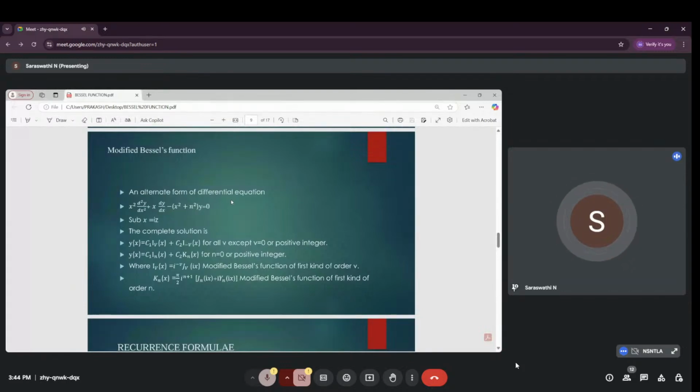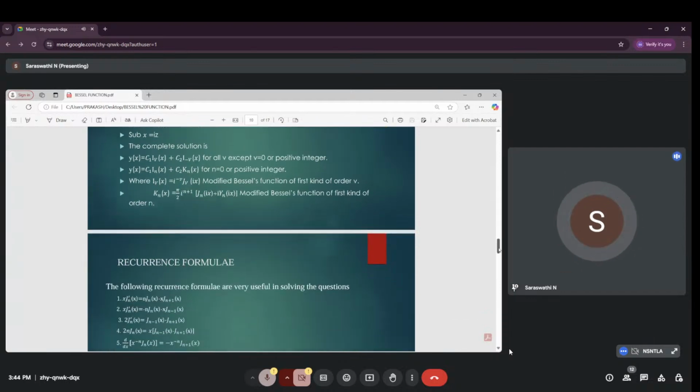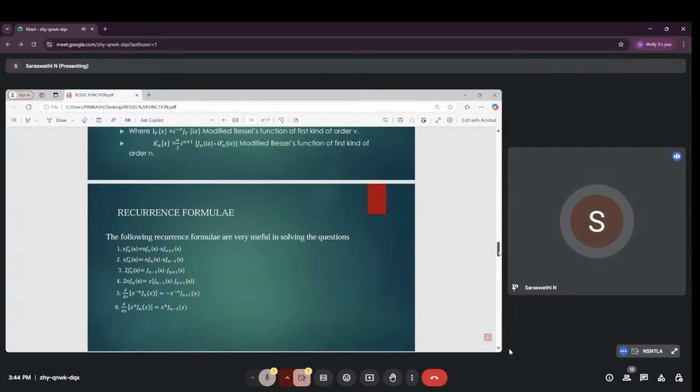Next one is the modified Bessel's function. This is an alternate form of the second order differential equation. Substitute x equal to iz. The complete solution is y of x equal to c1 Iv of x plus c2 I minus v of x for all v except v equal to 0 or a positive integer. y of x equal to c1 In of x plus c2 Kn of x for n equal to 0 or a positive integer, where Iv of x is called the modified Bessel's function of first kind and Kn of x is called the modified Bessel's function of second kind.